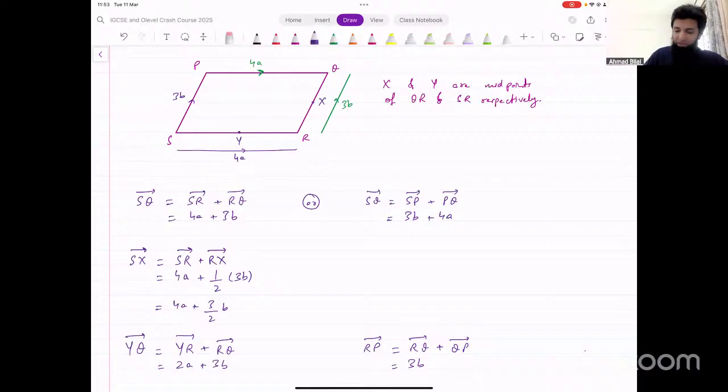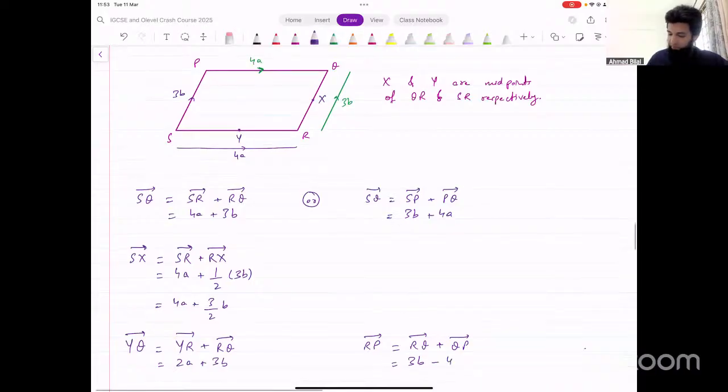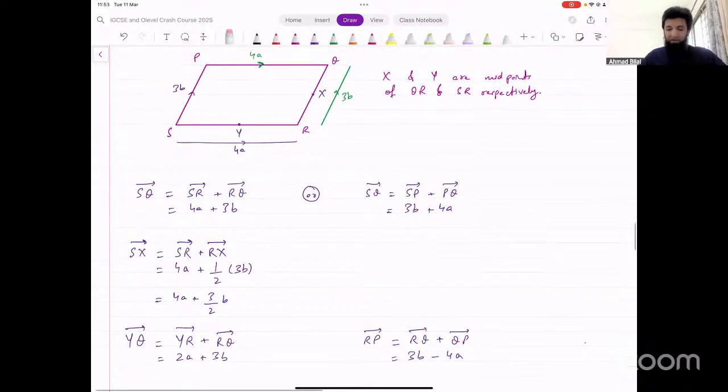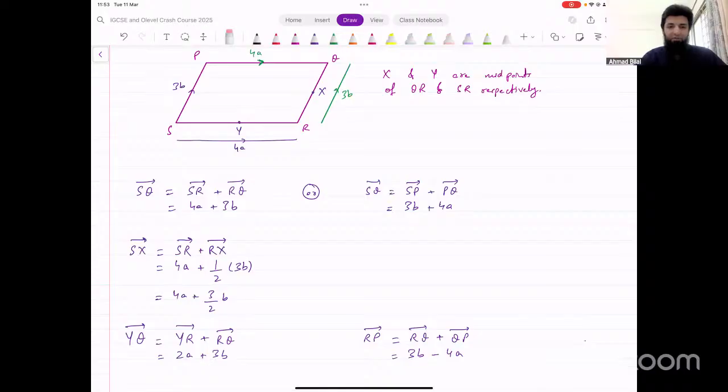So it will be 3B minus 4 times A, right? Because we're going in the opposite direction here. This has to be negative 4A. And that gives us the vector RP. That's what we were looking for. Okay, so that's how we can find some unknown vectors in a situation like this.